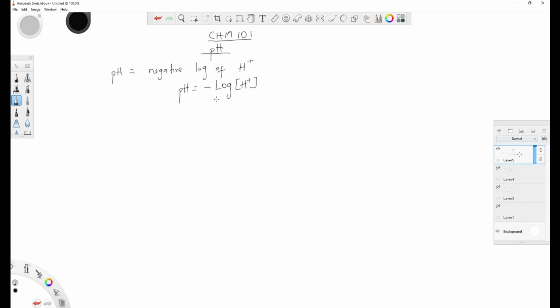That's basically it. So if you know the concentration of hydrogen ion of a substance, you can just find the pH of it so easily.